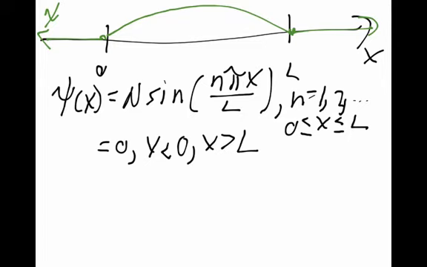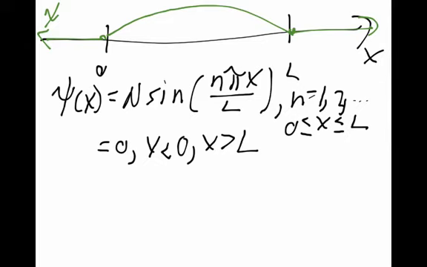That now is the full description of the wave function. So we haven't figured out the normalization yet. We're going to do that. But we've specified the function. We've got this thing n in there. We specified the value of n.